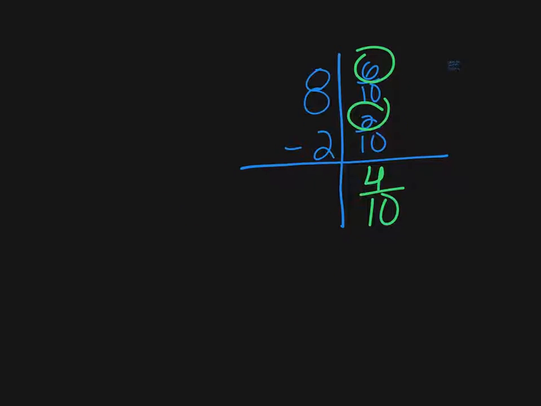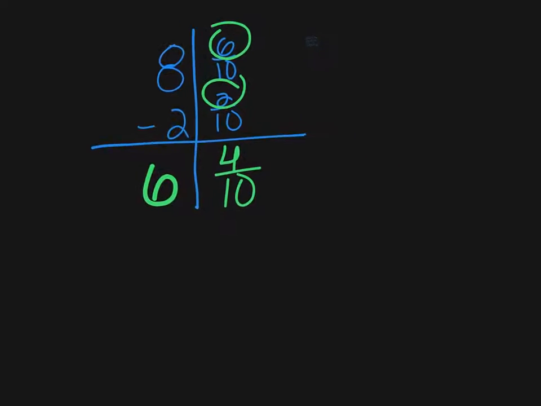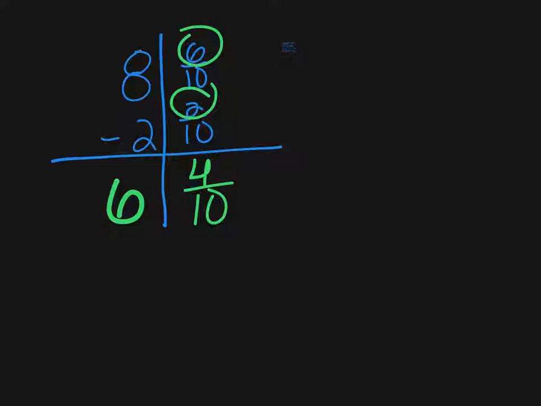I can come over and subtract my whole numbers. 8 minus 2 is 6. So I have 6 and 4/10. Step 4, which everybody forgets, or whatever the last step is, is always to reduce or simplify.